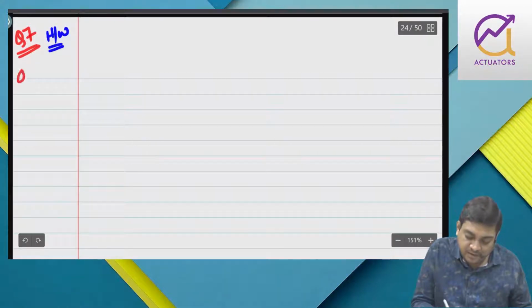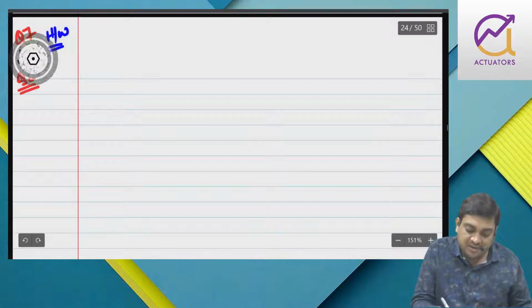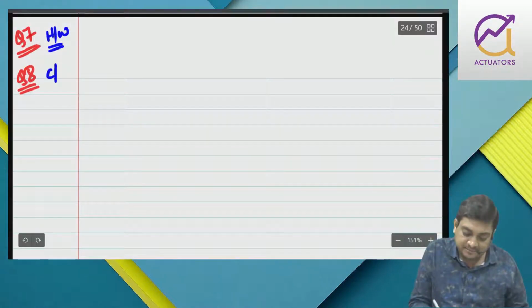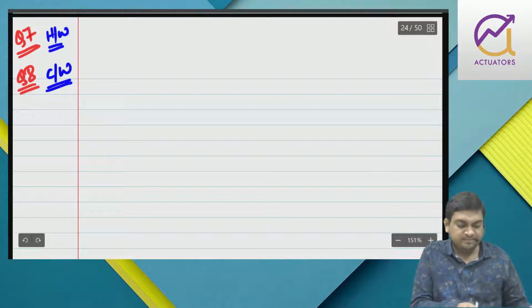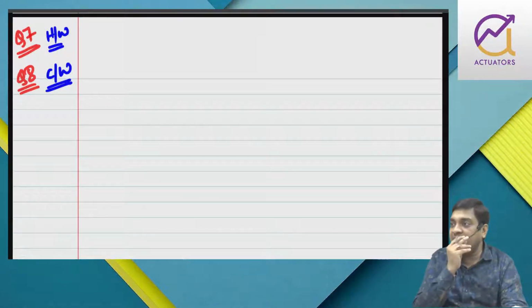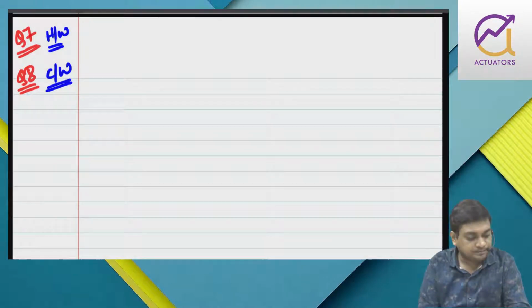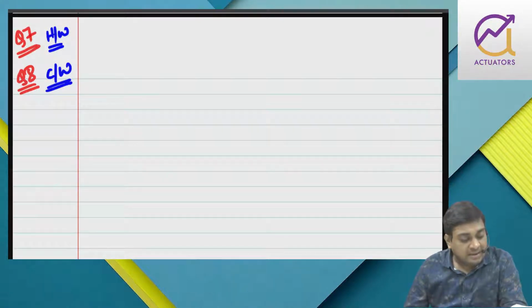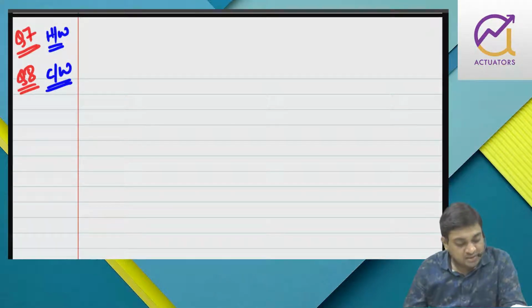Right? Now question number 8, we will do as classwork. Just read it. Just go through question number 8. Now A Limited purchases a fixed asset costing rupees 109.98 lakh.